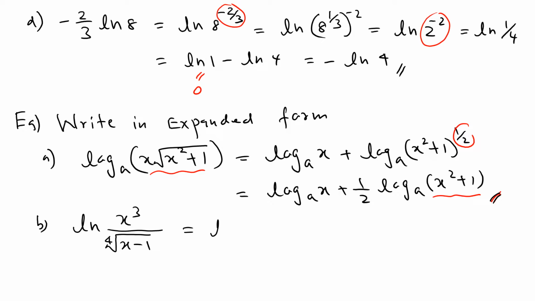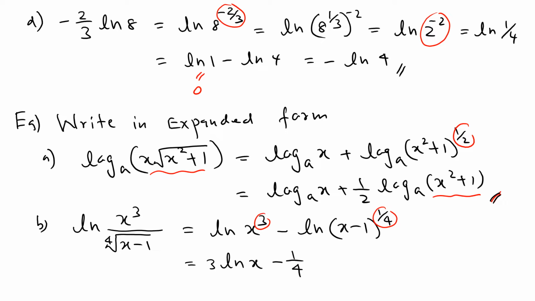So that means we can write this one as ln x cubed, that's the first one, minus ln of the other term. What's the other term? It's x minus 1 to the 1/4, because fourth root means 1/4. Good. And then we can use the power out formula. So we're going to bring it outside, and also bring the 3 outside. So you can write this one as 3 ln x minus 1/4 ln of x minus 1.